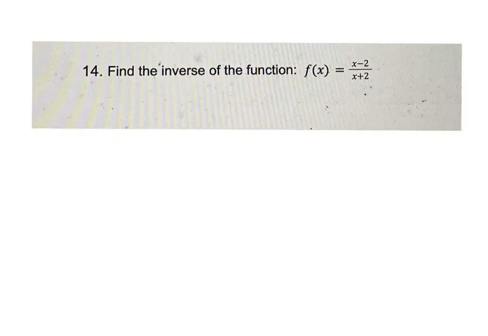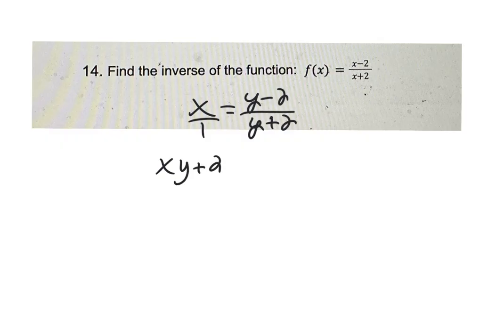All right, last one, 14. Find the inverse of that. So a couple steps here. Switch the x and the y. Like that. And because you have two y's, it's going to take a second. I'm going to cross multiply first. It gives me xy plus 2x and y minus 2. Got to get your y's together.